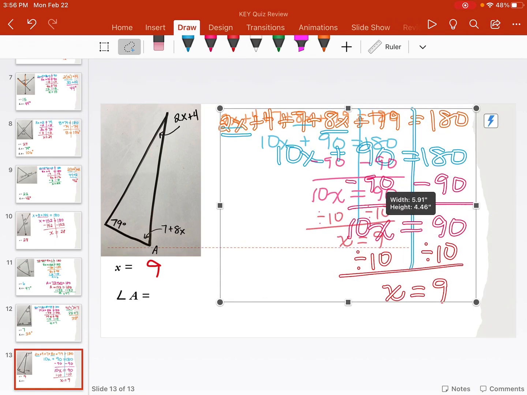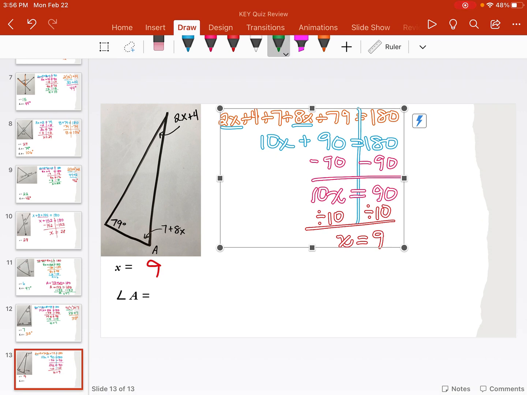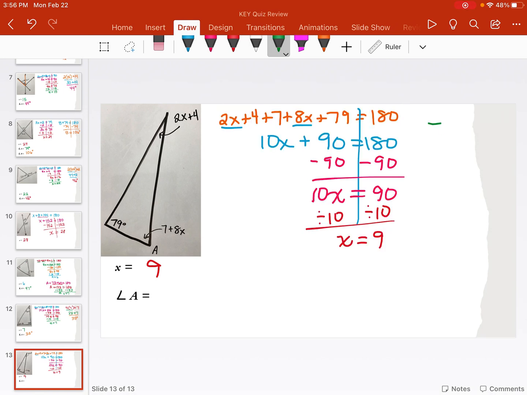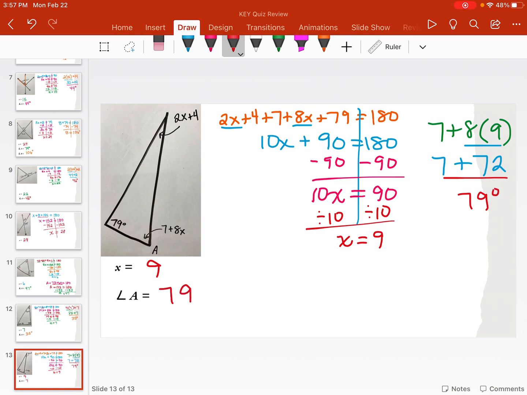Okay, and then we can plug it in to solve for the missing angle, angle A. So I have 7 plus 8x, 8 times 9, because x is 9. So I'm going to do 8 times 9, which is 72. And then 72 plus 7 is 79 degrees. And that is it.